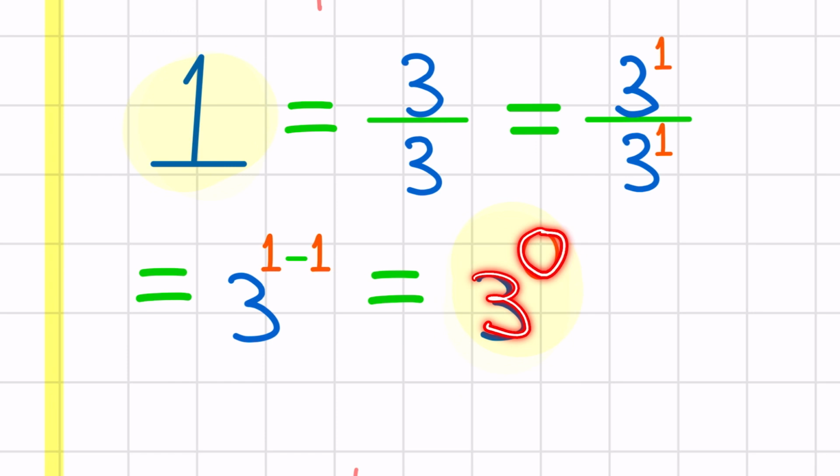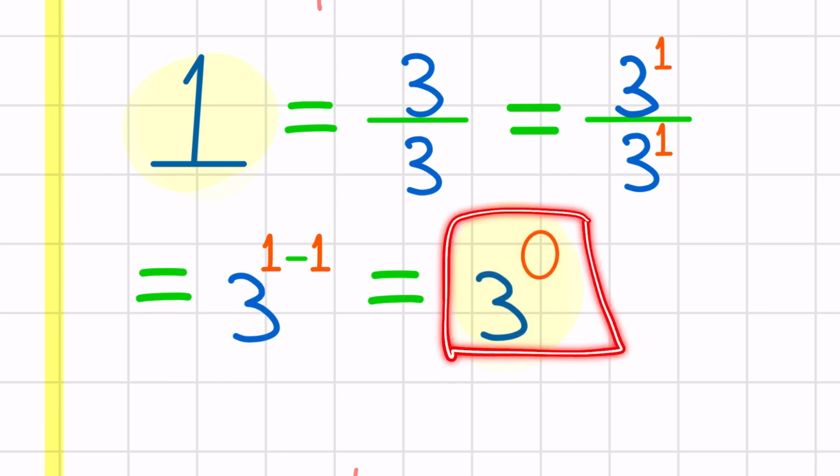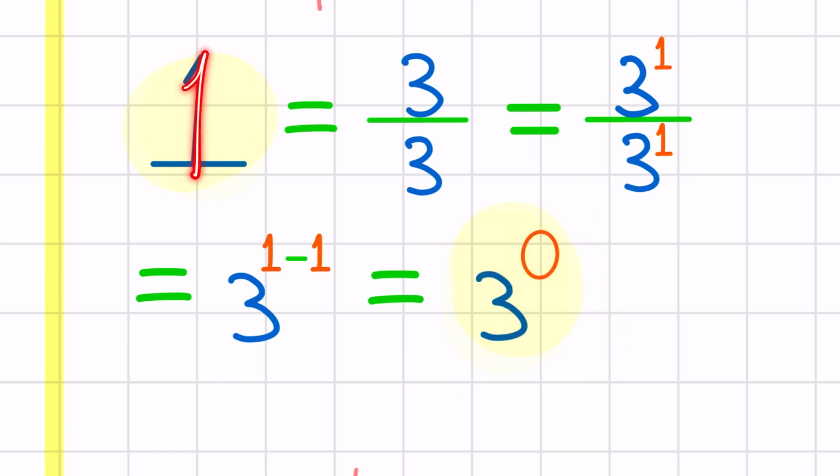And no matter what number I replace 3 with, say 1 is equal to 4 over 4 or 87 over 87, I'll always be left with that number raised to the power of 0, because whatever the base is, it will always be raised to the power of 1 because it's itself, and when we subtract 1 from 1, we'll be left with 0.